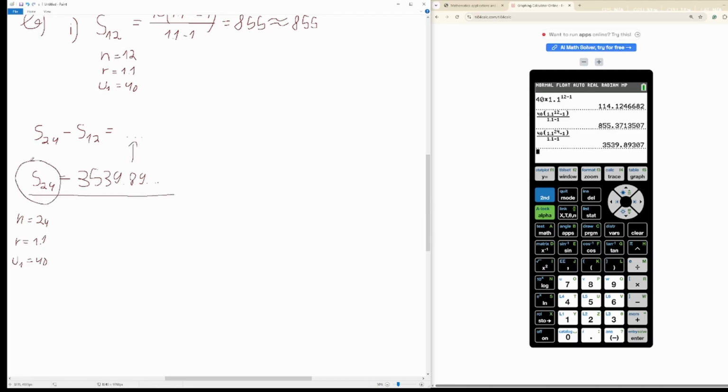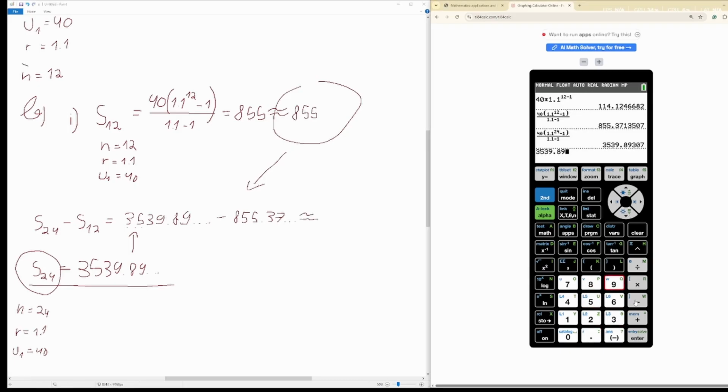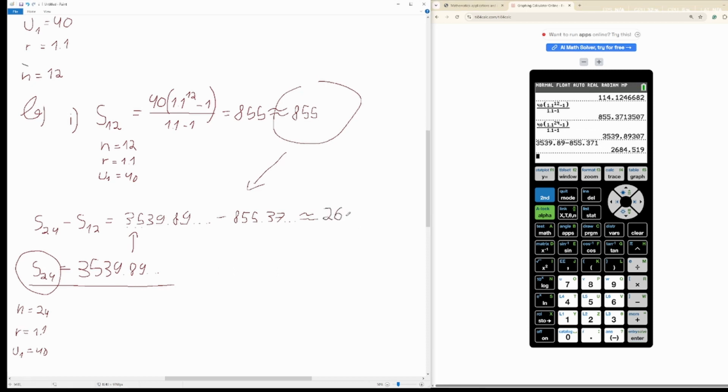Since S24 is 2 years, and we only have to find 2026, we will just subtract the first year from the 2 years. We have 3,039.89, etc., and we subtract from it our first year, which was 855. And when you're doing calculations, please don't round anything. And we will get that in the second year they will have sold 2,684 cars, and because this has to be rounded to 3 significant figures, they will have sold approximately 2,680 cars.